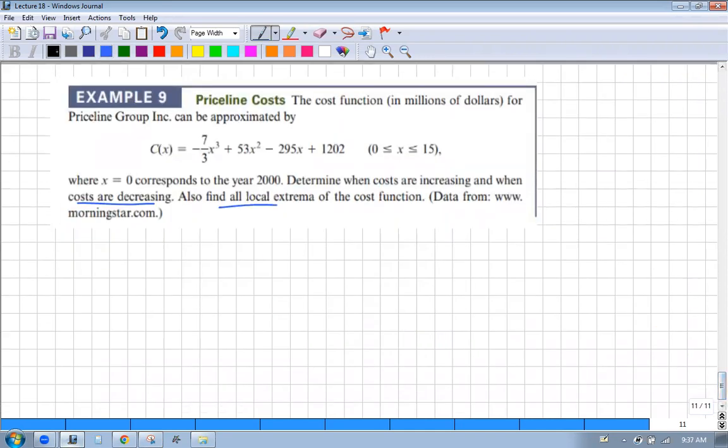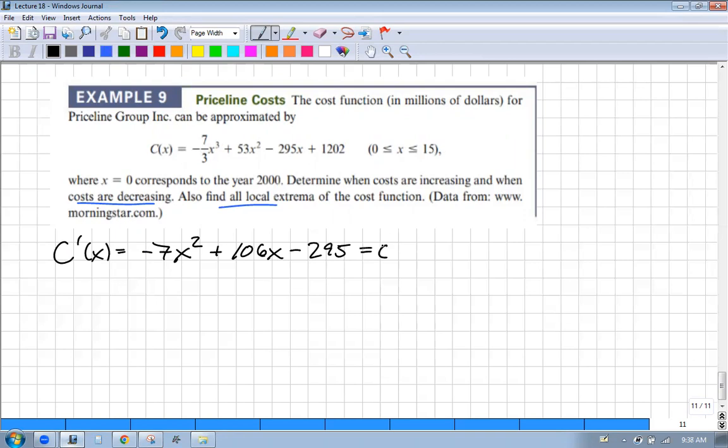So first derivative test, right? Okay, so first off, we need to find the derivative. If I multiply by the exponent, I'm going to get a -7. Subtract 1 from the exponent. 2 times 53 would be 106. And we have -295. So that's the derivative of cost.